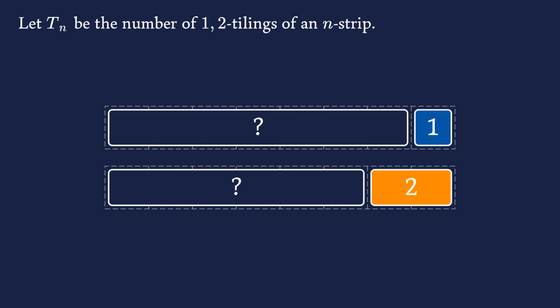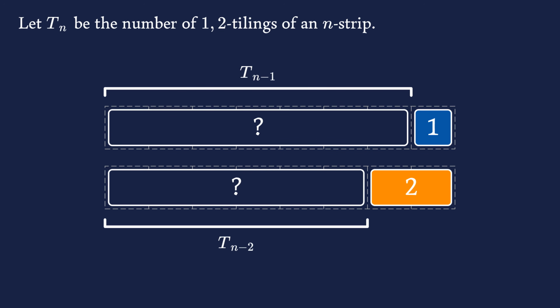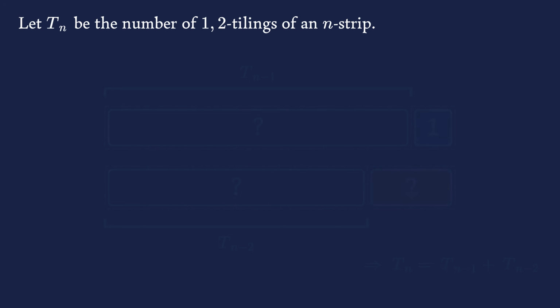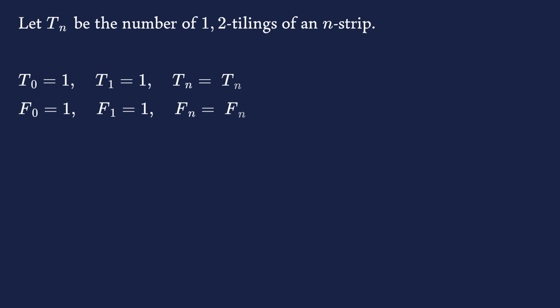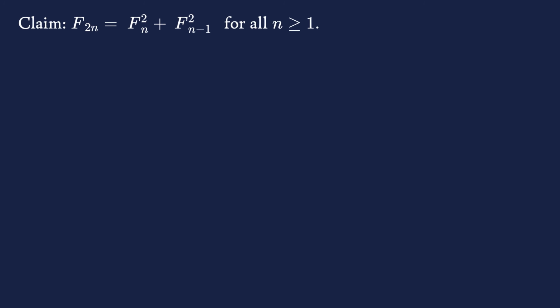So the number of ways to tile the whole is the number of ways to tile these shorter ones. And since they are complementary cases, we can add the numbers. We now have the same starting numbers and the same recursion rule as for Fibonacci numbers, so these must be Fibonacci numbers. And with that, we can write down a super simple proof for the identity we are interested in.